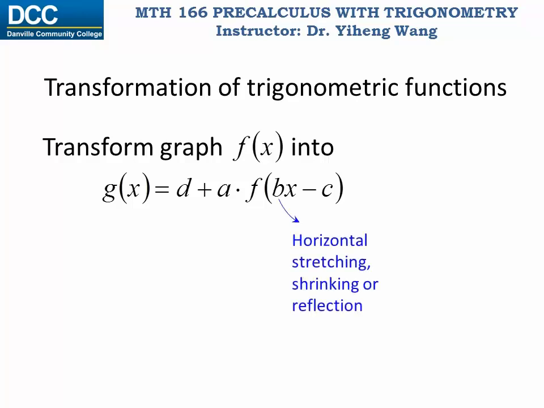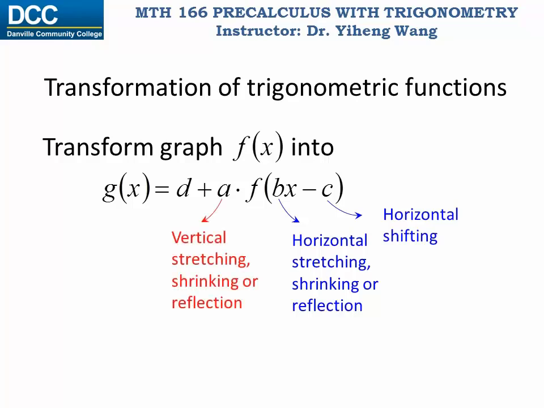This coefficient b here is responsible for horizontal stretching, shrinking, or reflection. Therefore, for a trigonometric function, it's going to change the period of the function. This coefficient c here is responsible for horizontal shifting. This coefficient a here is responsible for vertical stretching, shrinking, or reflection. And lastly, this coefficient d here is responsible for vertical shifting.